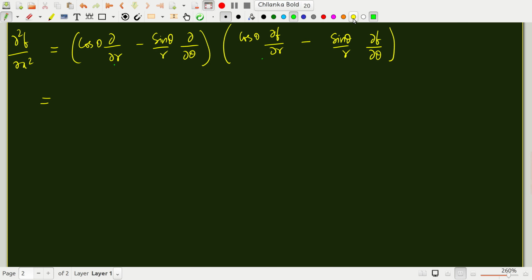You will get the following. When I operate partial r on cos theta, it's not going to give me anything because theta is independent of r. So, I can pull this out. So, cos squared theta partial r squared.